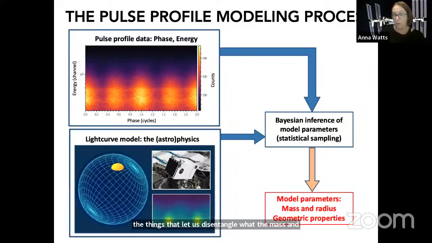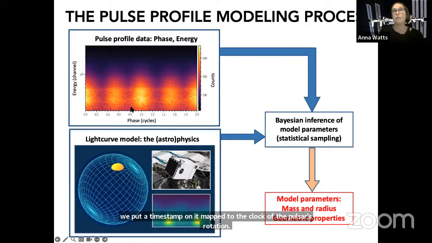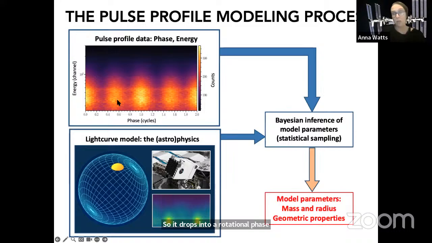So every photon that arrives from the star, basically, we record the energy channel it arrives in, and we put a timestamp on it, mapped to the clock of the pulsar's rotation. So it drops into a rotational phase bin and forms over time. Every photon that arrives is dropped into an energy and time phase bin.